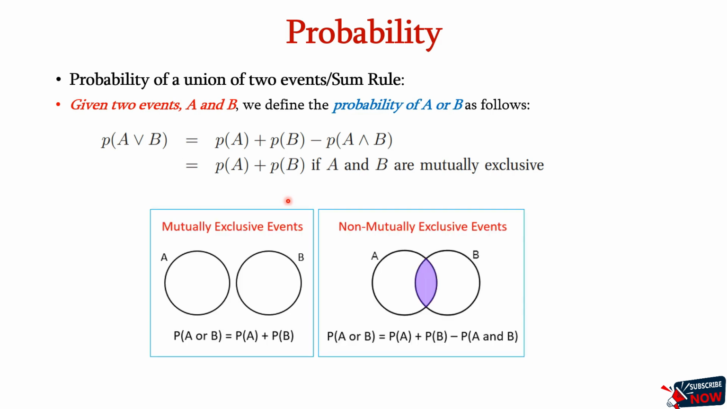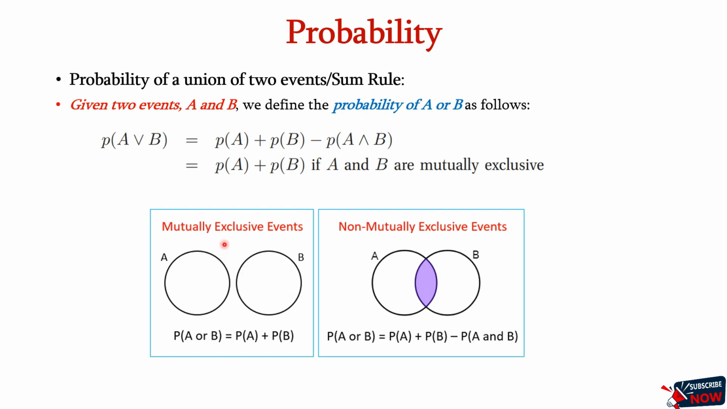Let us understand the difference between mutually exclusive events and non-mutually exclusive events. Non-mutually exclusive events means there is some dependency between the two events A and B. So we have the common part between A and B here. This is called as intersection of two events. So while writing the sum rule for non-mutually exclusive events, we have to eliminate this common part. So thus it has been written as P of A plus P of B minus P of A intersection B or P of A and B.